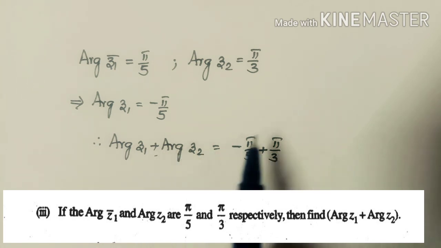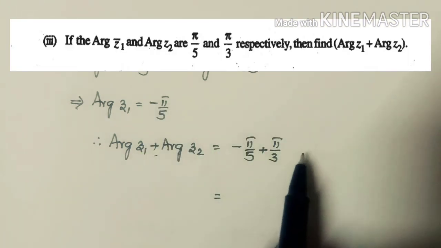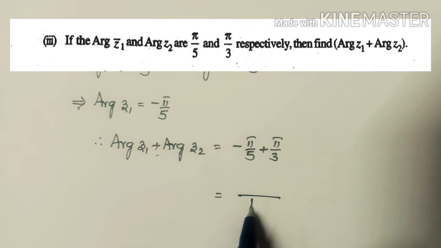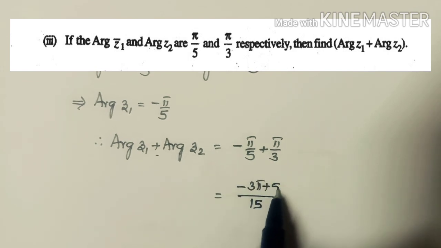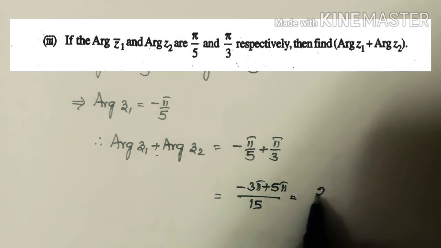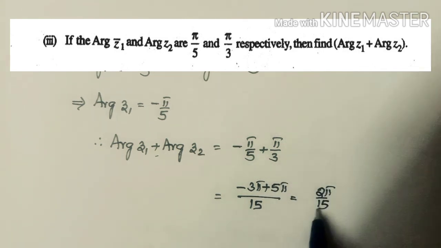But we want the value of arg z1 plus arg z2. So arg z1 plus arg z2 is equal to minus pi by 5 plus pi by 3. Now taking LCM here, 15 LCM. Now this is minus 3 pi plus 5 pi, and this is equal to 2 pi by 15. That's all. This is the answer.